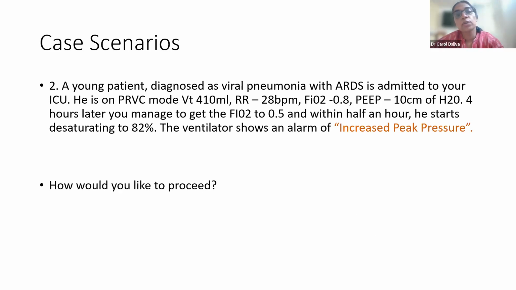But after half an hour, you see that the patient is desaturating, and the ventilator now is saying that the peak pressure is increased. The peak pressure, which was 20, has now become 36. So what would you like to do first? Suction, okay. I guess that would come as one answer. Suctioning, okay. Anything else?